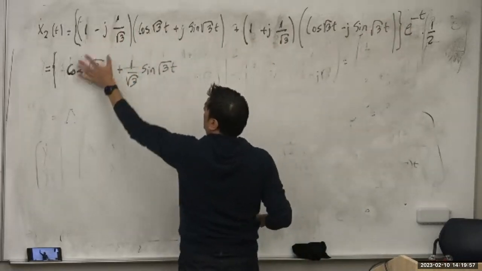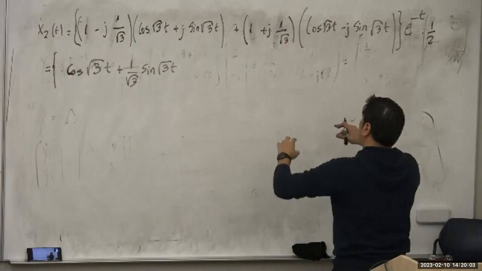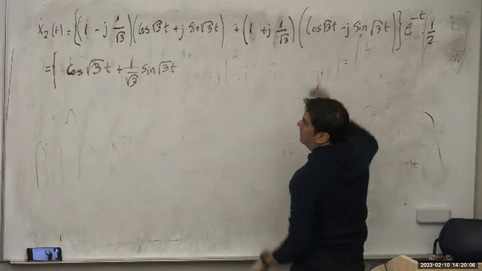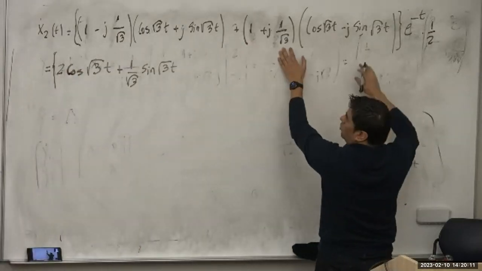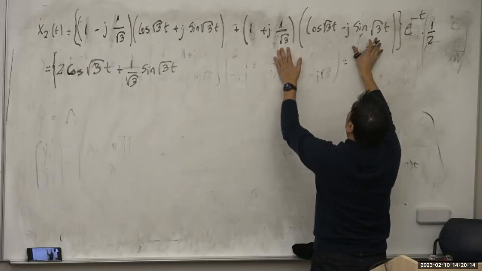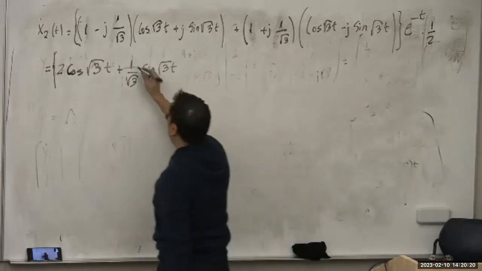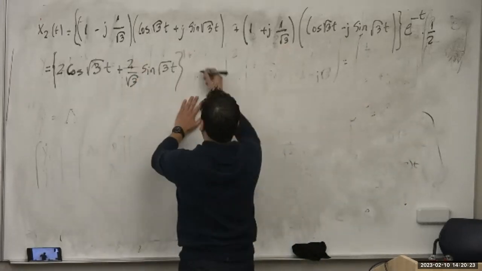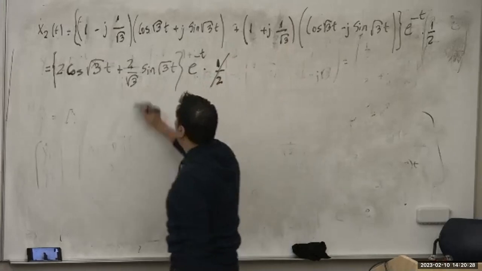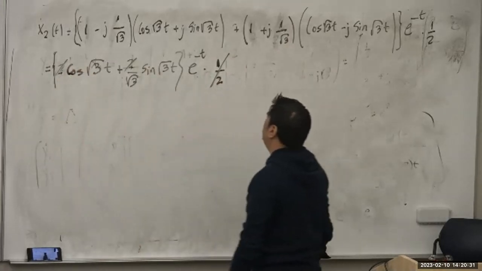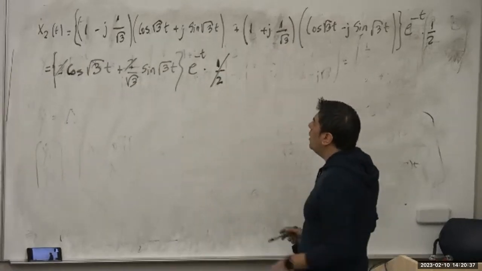So the only two terms that are not canceled are the real ones. So here we need to get the real term. One is going to be cosine of that, so that is going to be 2 times. And the other term will be plus 1/√3 sine of this, the one here. And this is multiplied by the exponential decay and 1/2, but that 2 gets canceled by that. So we are getting close to the solution.